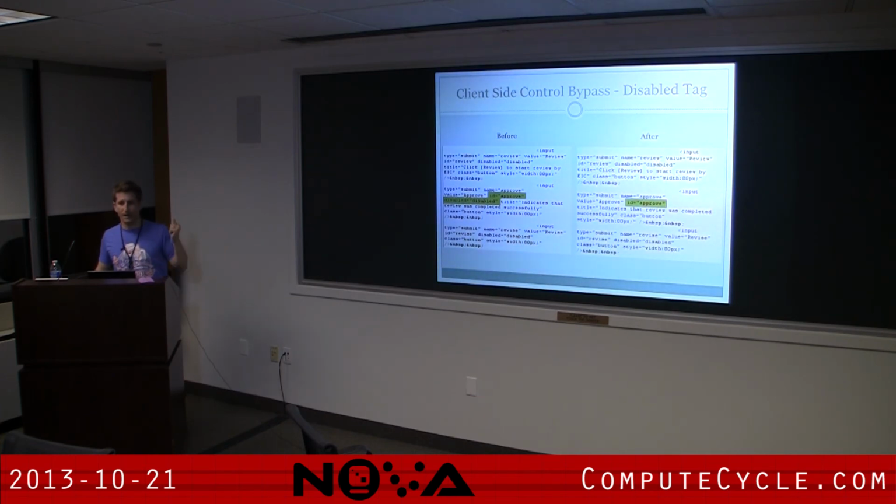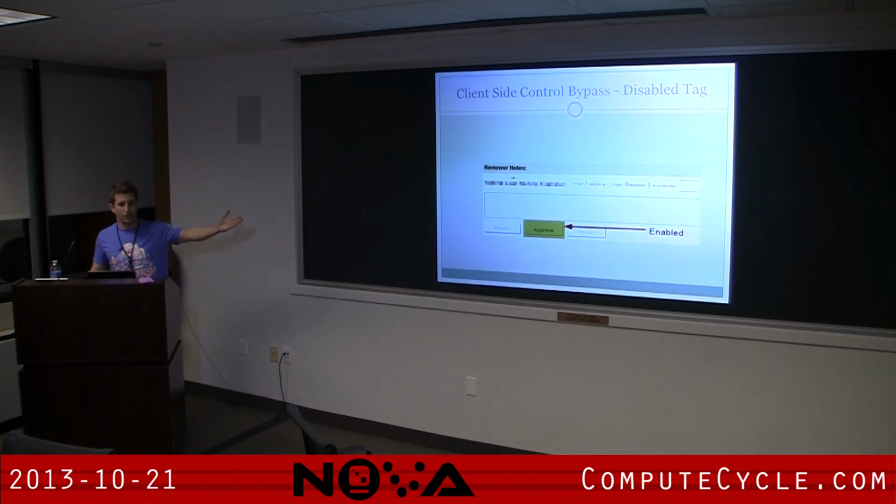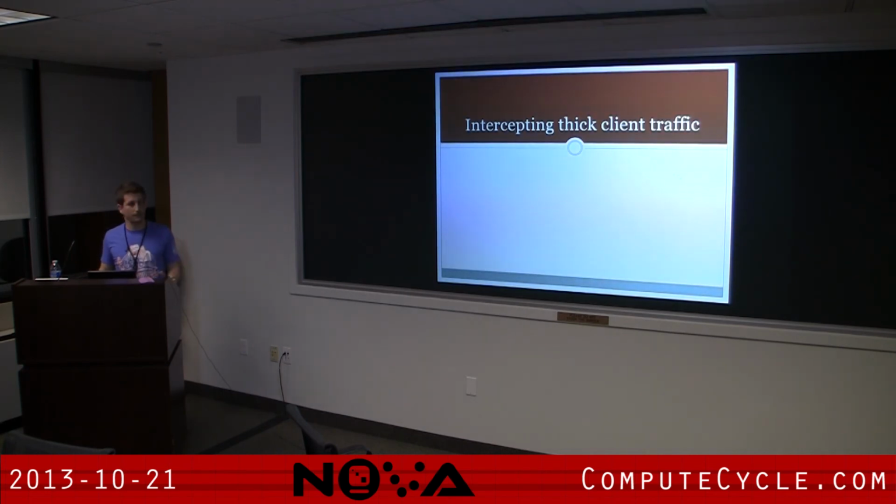If in your response coming back you just remove the disabled equals disabled, you get your approve button. Sometimes you'll get the approve button, but the code wasn't returned by the server to tell the approve button what to do. But if you're lucky, they did send that back. The server is not validating that you really don't have access to approve it, and you're golden.